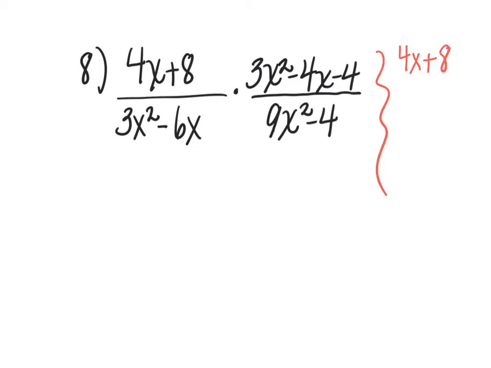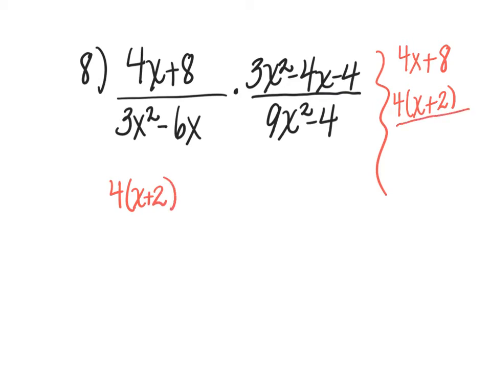So I ask myself, how many terms? It's 2 terms. My only options, GCF or difference of squares. So I see that they share 4. So I'm going to pull that out, and that leaves me with x + 2. So my first fraction's numerator is 4 times (x + 2).